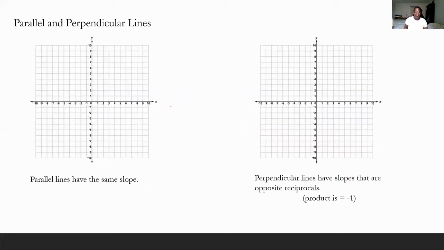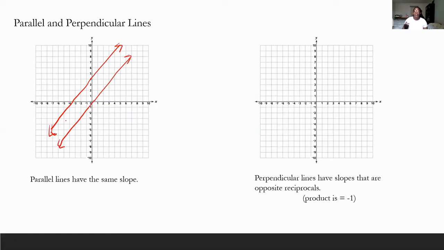Parallel lines are basically two lines that don't intersect. I'm going to try to draw it as straight as I can, and we'll have this line right here.